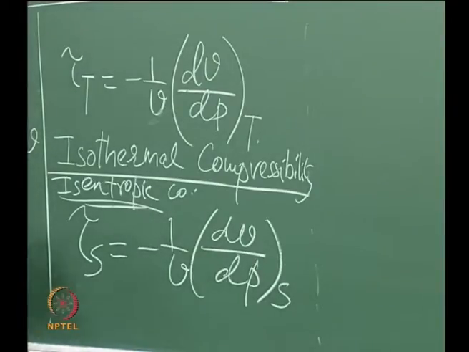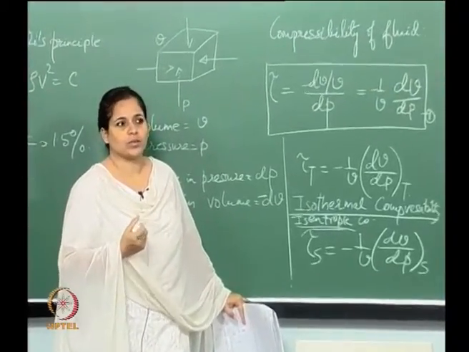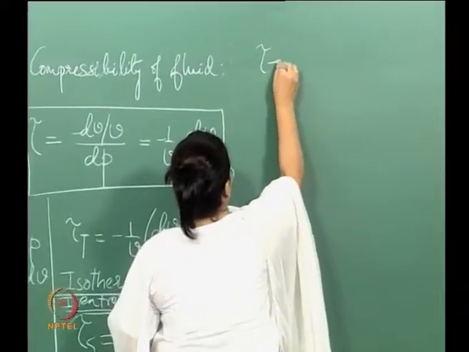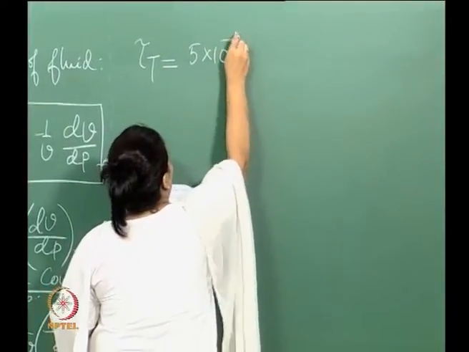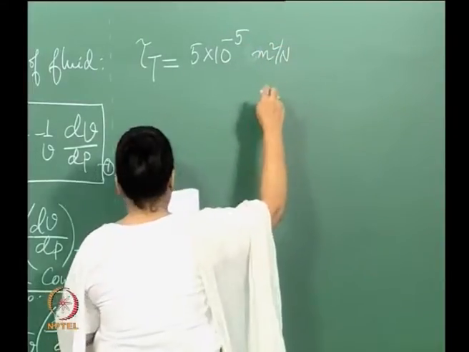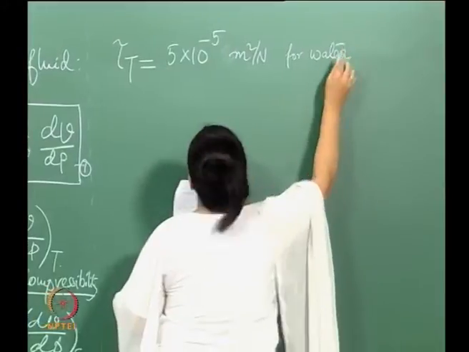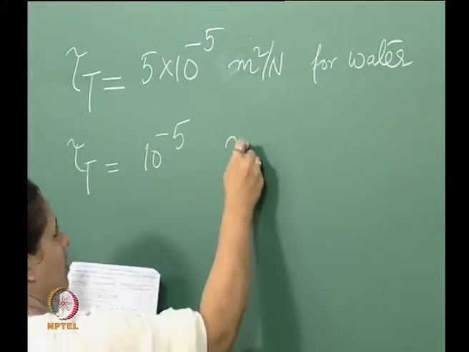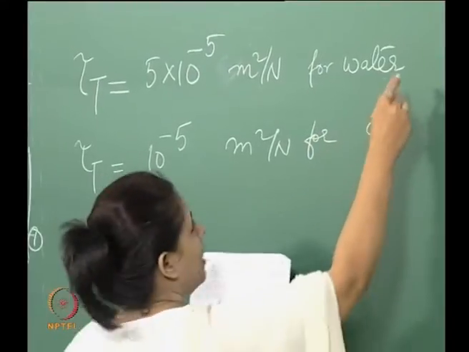All right. So, now let me give you some numbers. Numbers always help, right, to get a feel for how compressible or less compressible and so on and so forth. For example, this is the isothermal compressibility for water, right. This is for water. And this is for air, and both these are at 1 atmosphere.